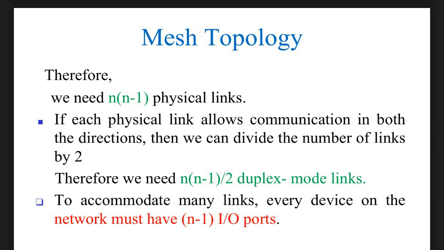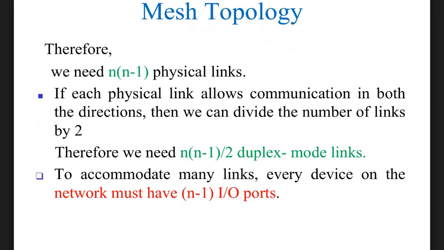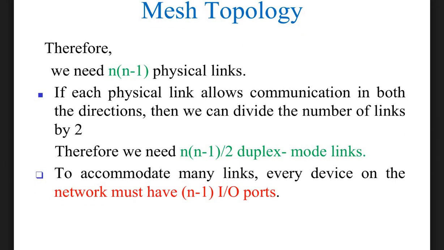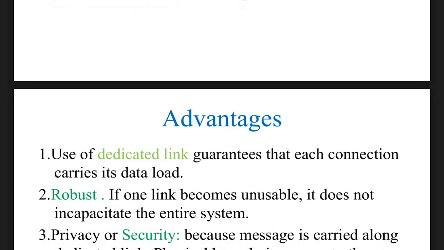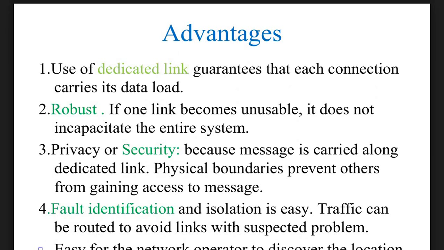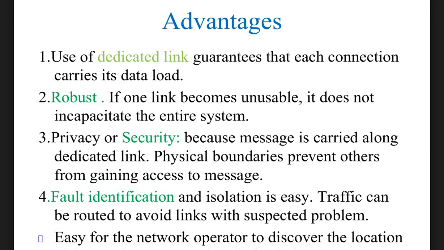To accommodate many links, every device on the network must have n minus 1 IO ports. This is not important, just leave it. This is the formula you use, and the point to point dedicated link you have. That is important. Now let us see the advantages of the mesh topology.